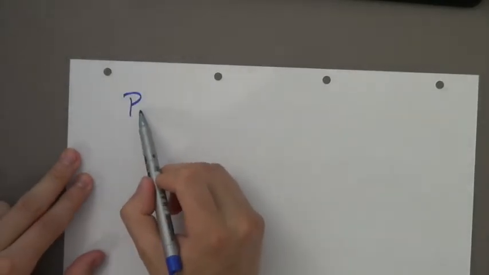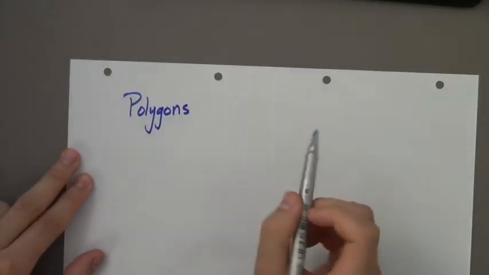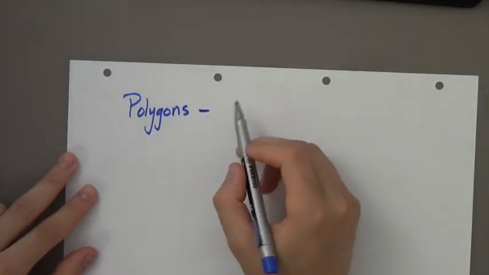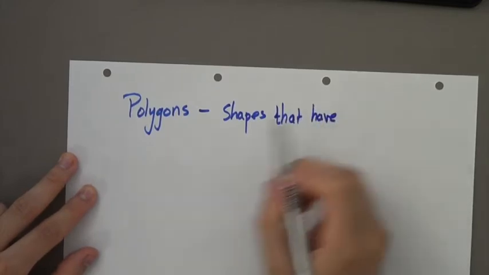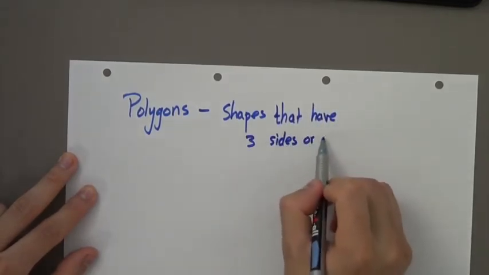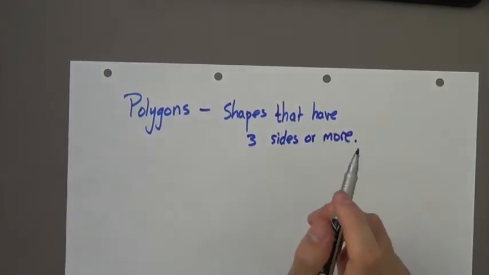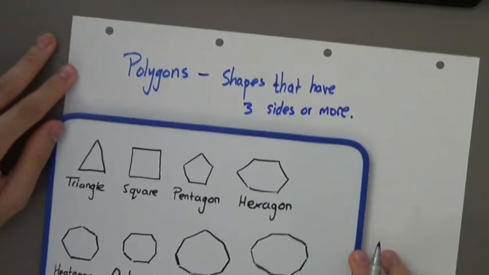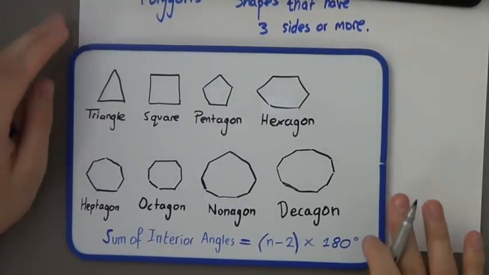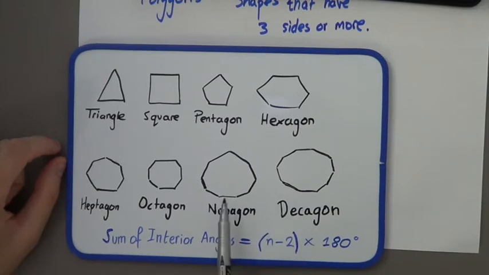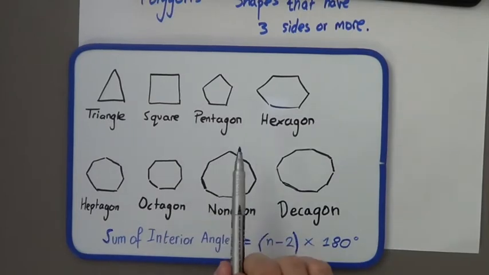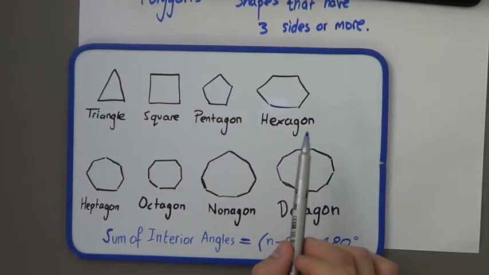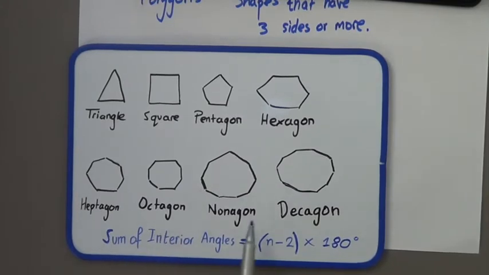Right, next thing are polygons. Polygons are basically shapes that have three sides or more. I've already pre-drawn some polygons for you because these ones in particular are quite hard to draw. Start off with a simple one: a triangle, 3 sides; a square, 4 sides; pentagon, 5 sides; hexagon, 6 sides; 7 sides; 8, 9, and 10.